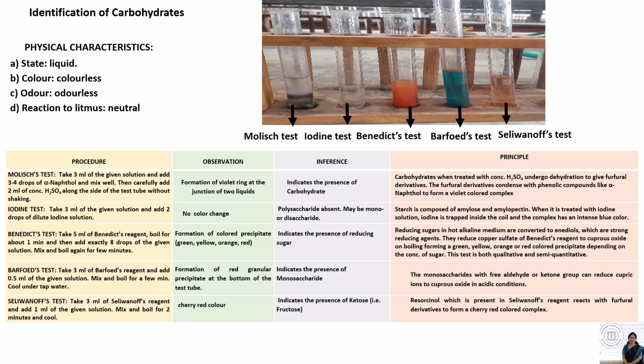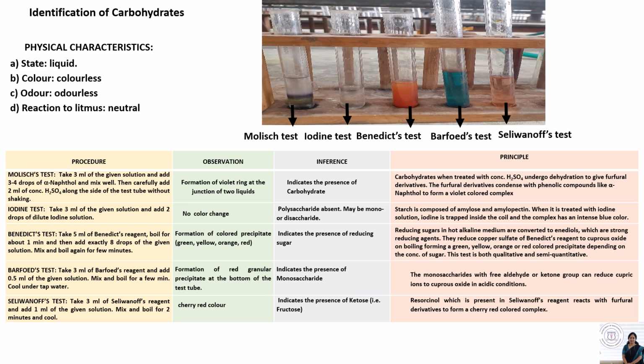Next is iodine test. So there will be no color change, which indicates polysaccharides are absent. So the solution may be either mono or disaccharide. The next test is Benedict's test, which indicates formation of different colored precipitate. Here it is orange colored precipitate. So different color indicates different concentration of the sugar present in the sample. Green indicates 0.5%, yellow 1%, orange 1.5%, and red indicates 2%.